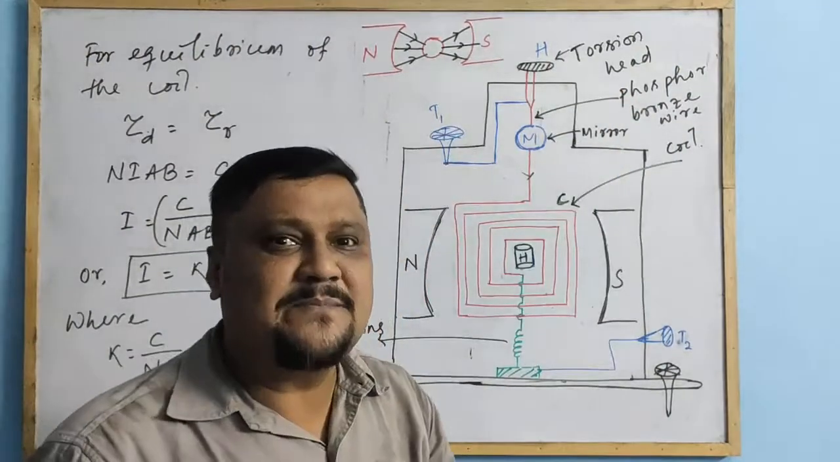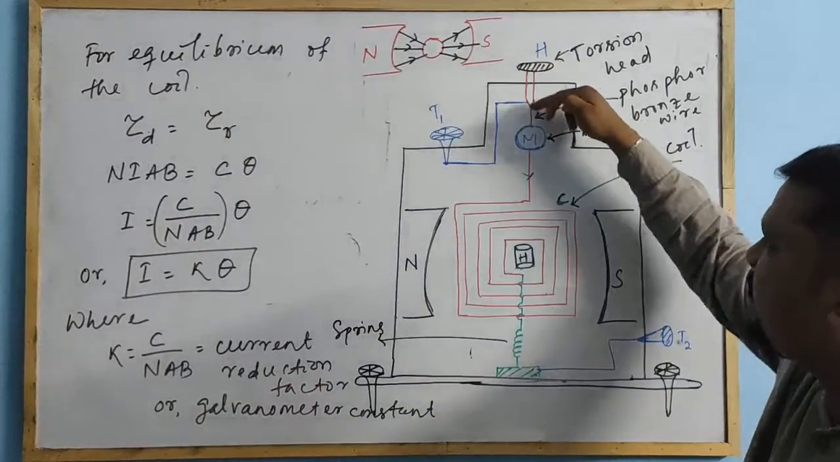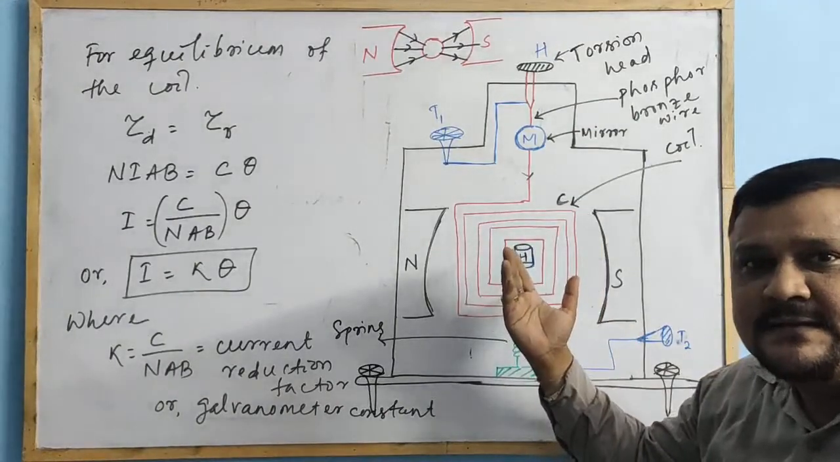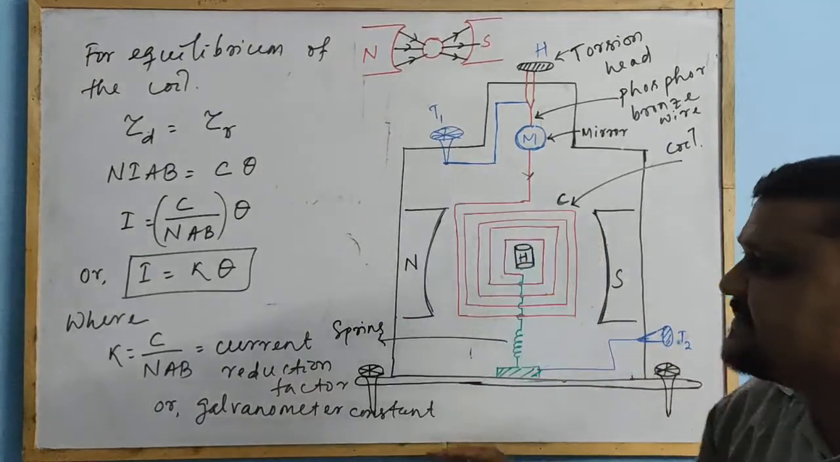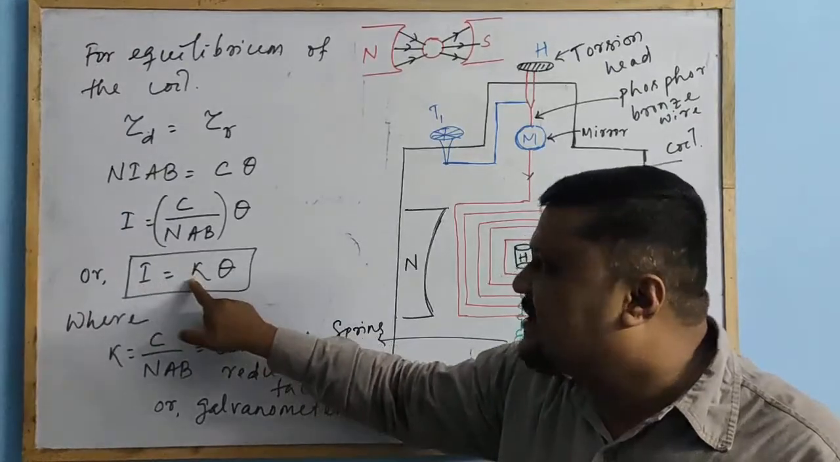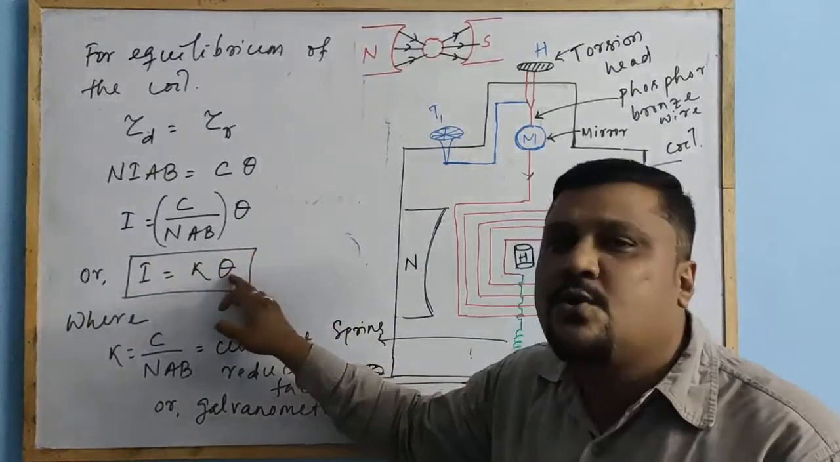Then in the calculation part, what will we do? Here the theory says this. Then the current flows in this coil. Now the coil deflects. The torque tries to keep it in that position. So once it deflects, the current I can be measured. That is a constant, which is the galvanometer constant, proportional to theta.